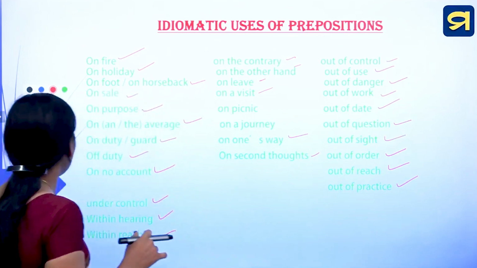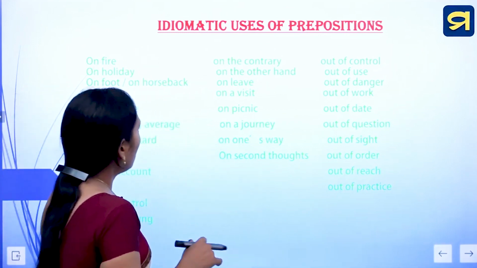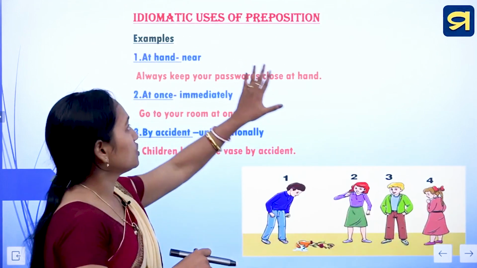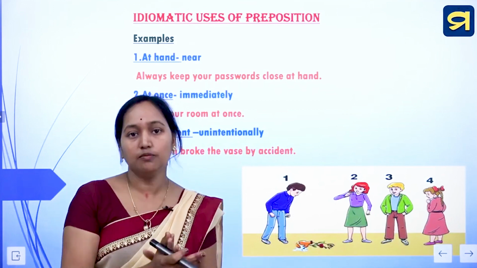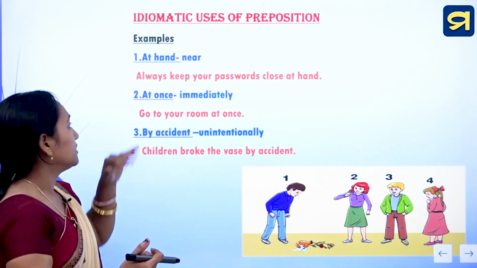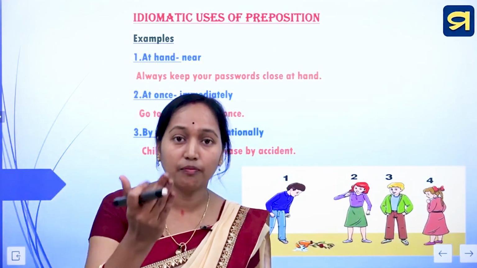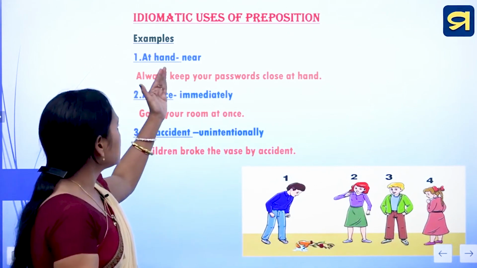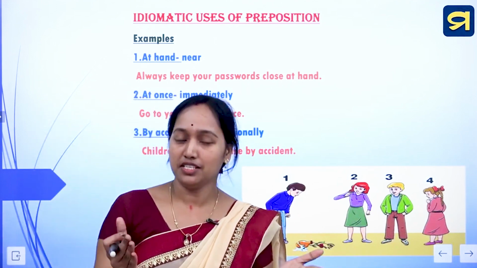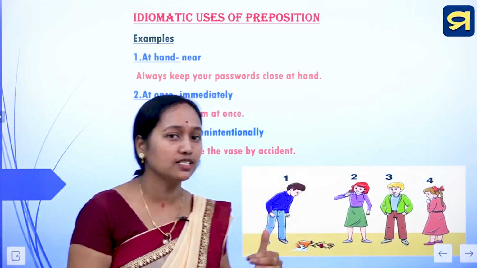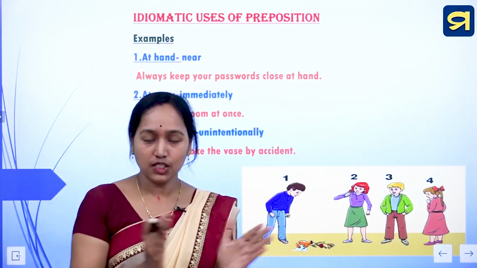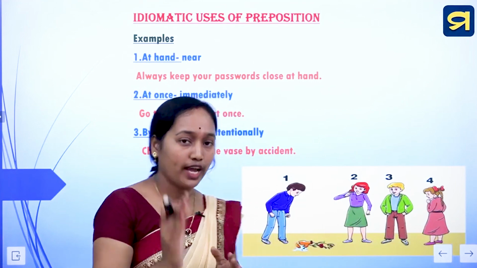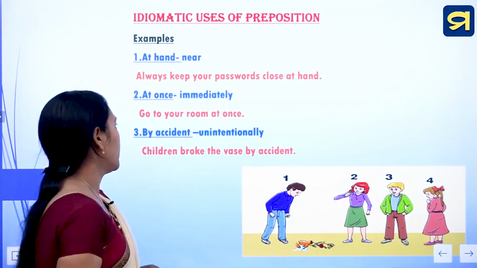Now we will see some examples. Idiomatic uses of prepositions. At hand. Students, tell me what is the meaning of at hand? Very near. At hand means near. So always keep your passwords at hand. It is very important to keep your passwords at hand. It is a very confidential thing, a very secret thing. That's why we have to keep our passwords close at hand.